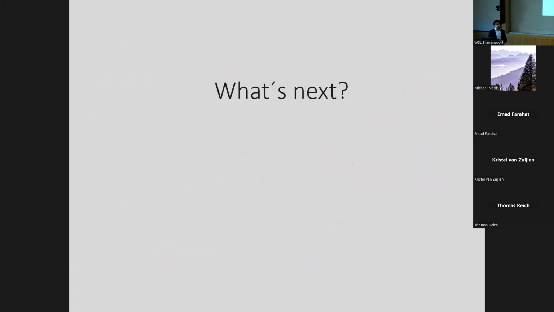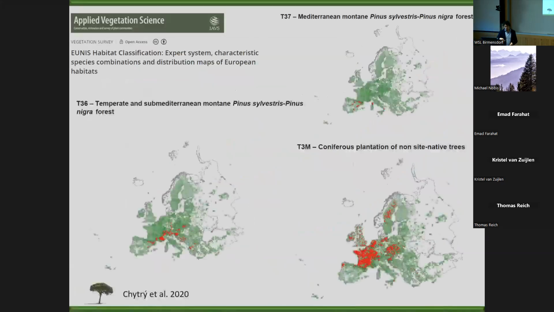So in the last 10 minutes, I will briefly show you what we are doing now. So this was what we did in this year, and what's next. So I make a step back to the classification of EUNIS European habitats, where also mountain pine forests are included, because so far I've shown you all the study cases of, let's say, lowland pine forest. Now we focus our future studies on mountain pine forest.